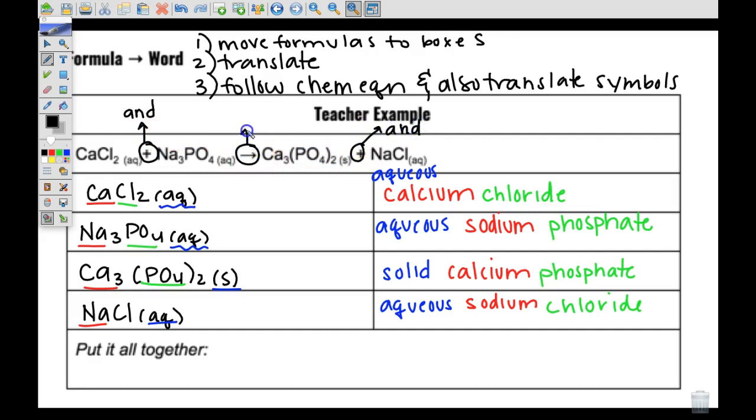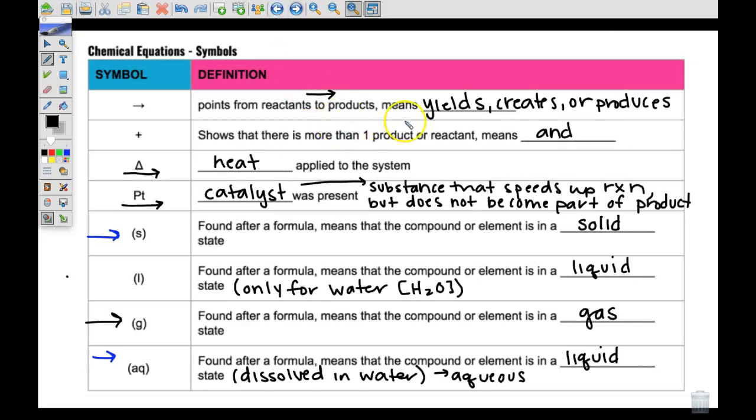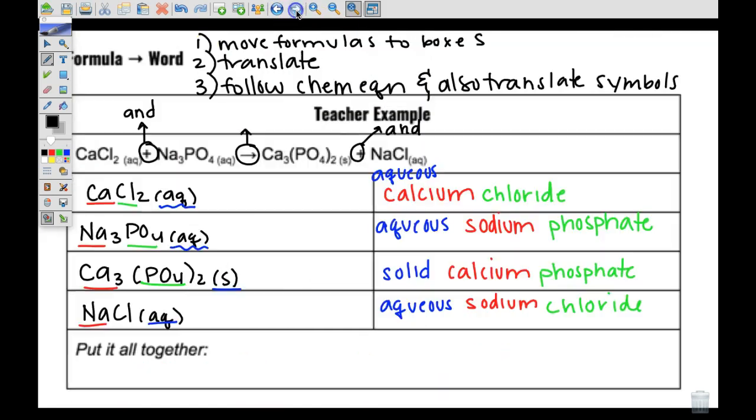But then this arrow can mean one of three things. If I look to the back of my note sheet, it can be yields, creates, produces. Note that equals was not one of the options. We're going to choose one of the three options for now. So produces is fine. So just to kind of let these stand out a little bit more, highlight them.